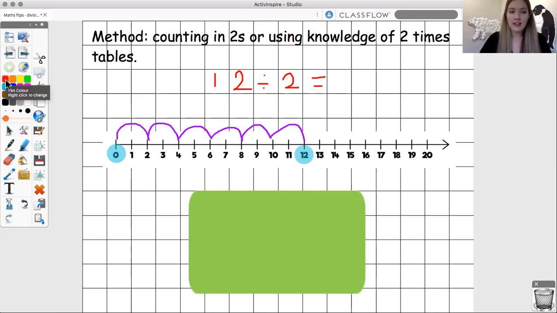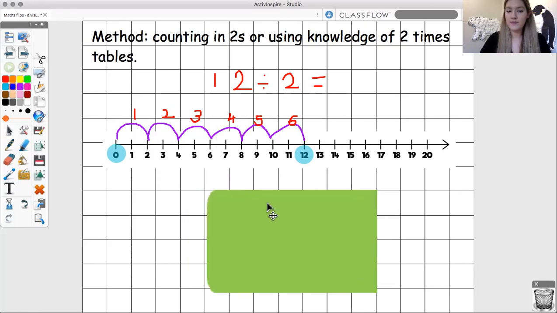Right, let's count. How many jumps have we made? We've made 1, 2, 3, 4, 5, 6. We've done 6 jumps of 2. So there are 6 lots of 2, 6 equal groups of 2 in 12.